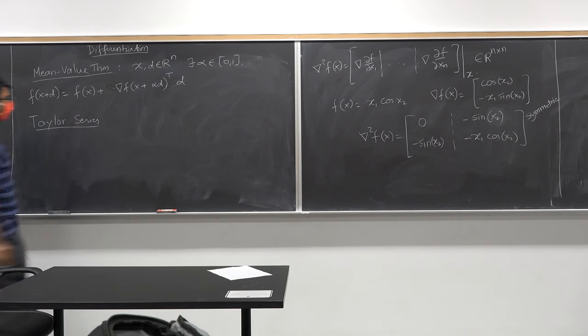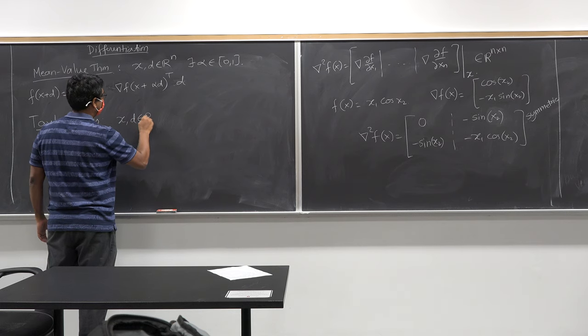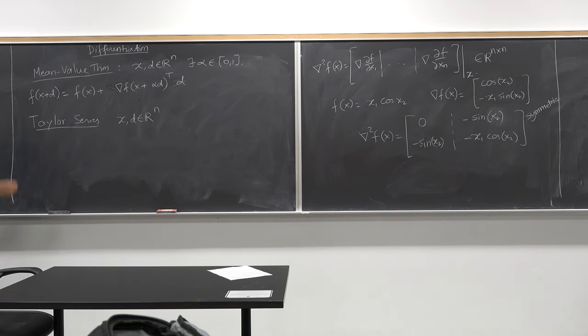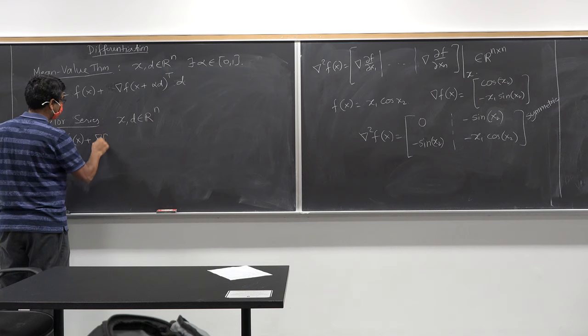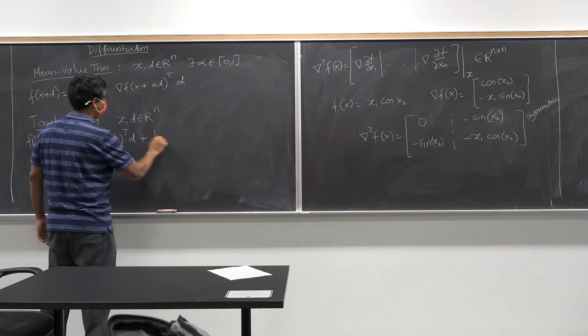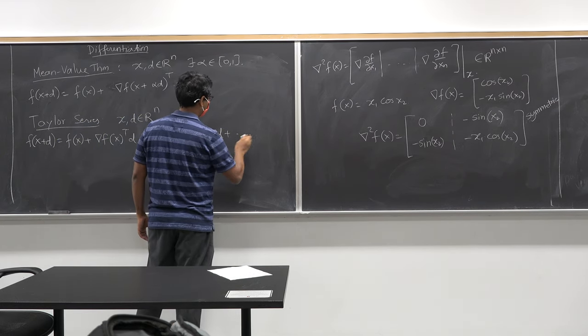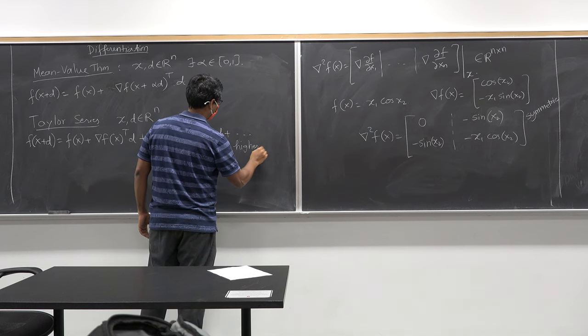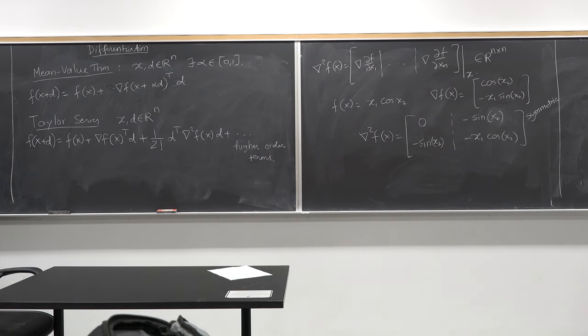Taylor series is another very good approach to approximate. It can give you unlimited flexibility with how close an approximation you want to get. So here x and d are in Rn, and f of x plus d is given by a long expression, plus higher order terms. So that is the Taylor series.